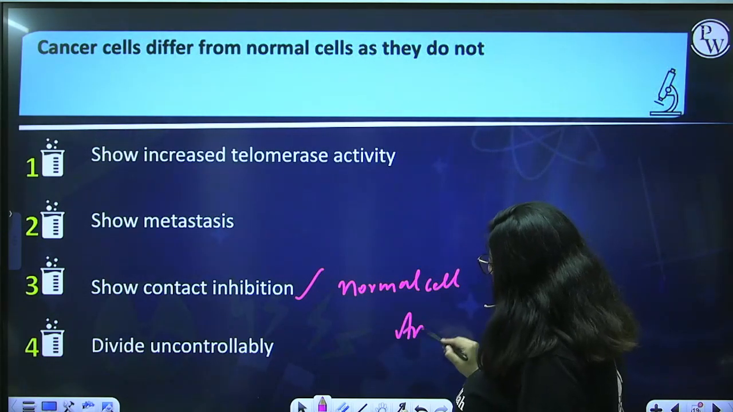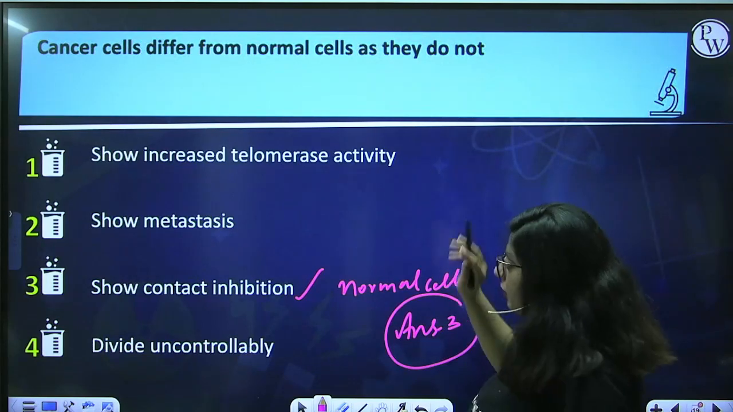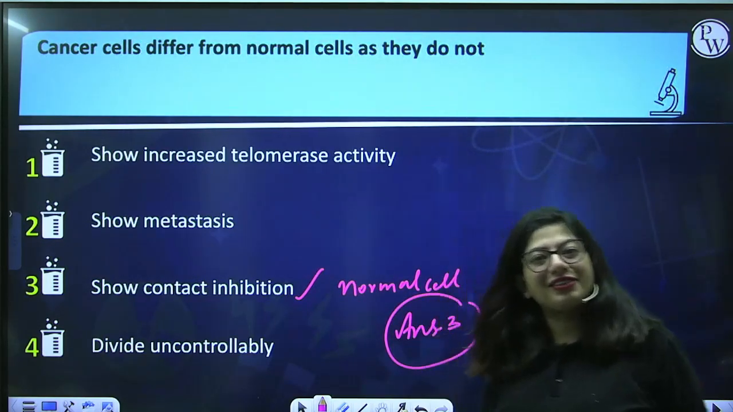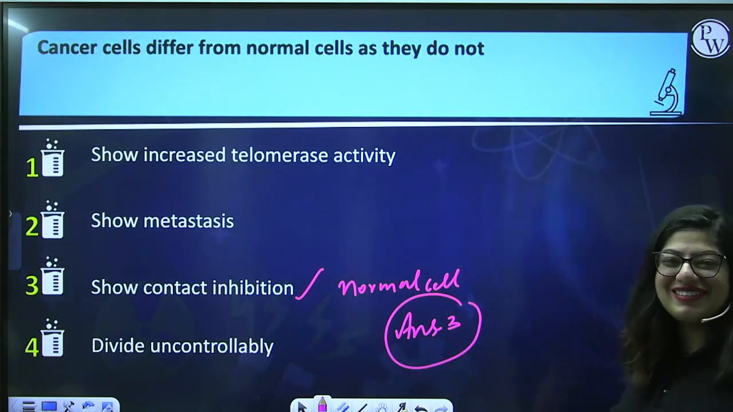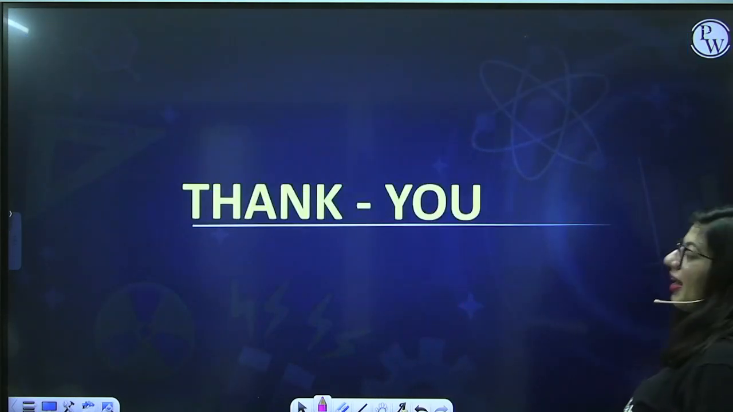If somehow you get confused in such kinds of questions, do one thing: find the odd one out. Mark that. So these are the properties of a cancer cell, but this one is for a normal cell. Mark the answer. Okay, so that's it about cancer.